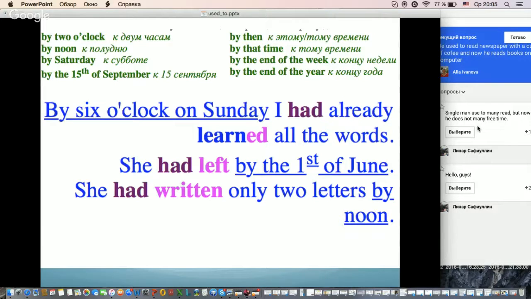By then, by that time, by the end of the week, by the end of the year. By 6 o'clock on Sunday, I had already learned all the words. То есть к 6 часам вечера субботы я уже выучил все слова. She had left by the 1st of June. Она уехала к первому, то есть до 1 июня она уехала. She had written only 2 letters by noon. То есть к полудню она написала только 2 письма.